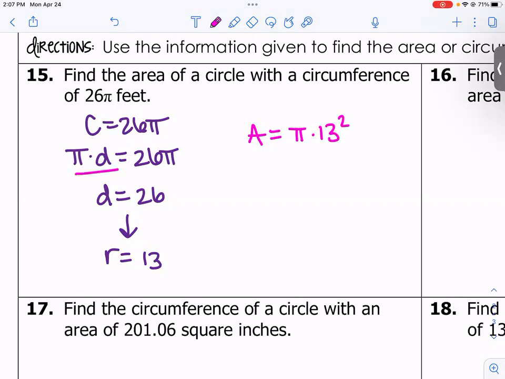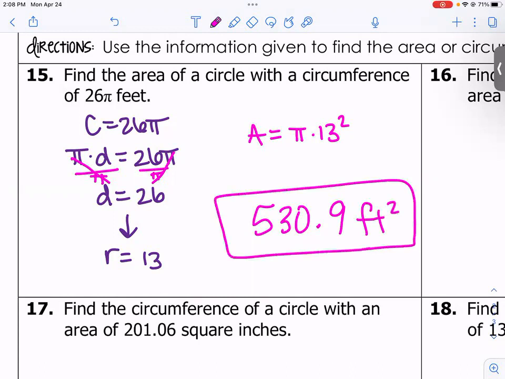Yeah, because we could divide by pi, right? Okay. Tyler, did you put that in your calculator by chance? Okay. And since it's area, we are going to say square feet.